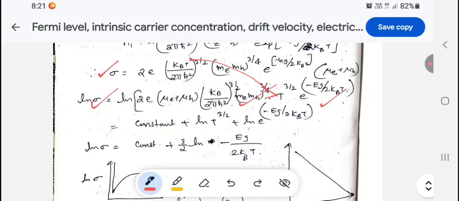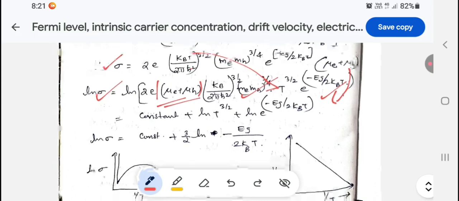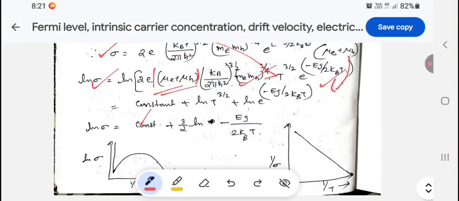Here this term is missing. We need to add this term, mu e plus mu h. Here it is. Here I had put it in the first section. So we have log of sigma equal to a constant plus 3 by 2 log of the entire term, that is kb by 2 pi h cross square. Then we have the last term of the logarithmic value, minus eg by 2 kbt.